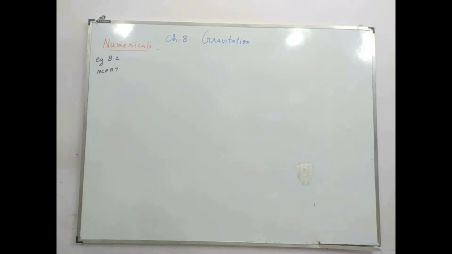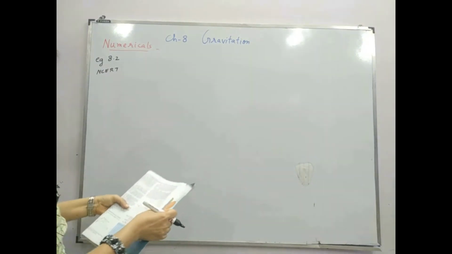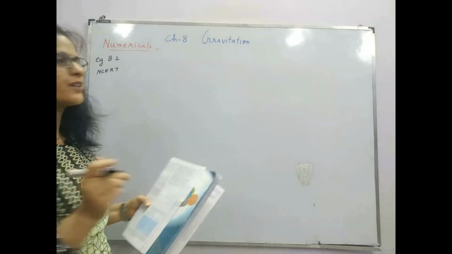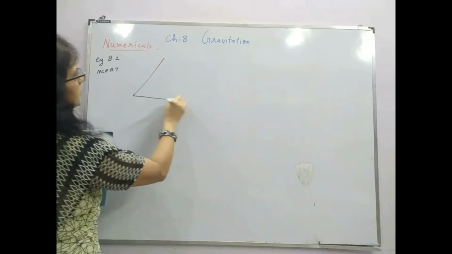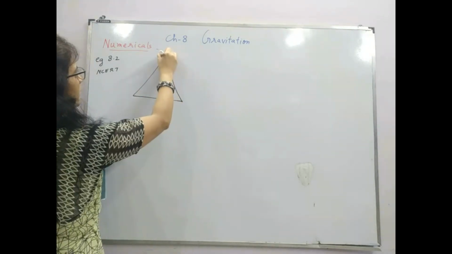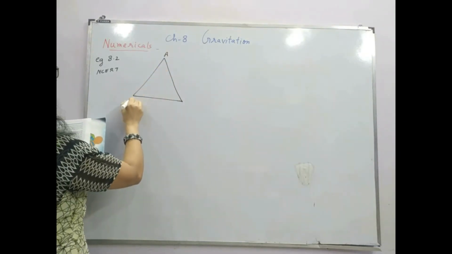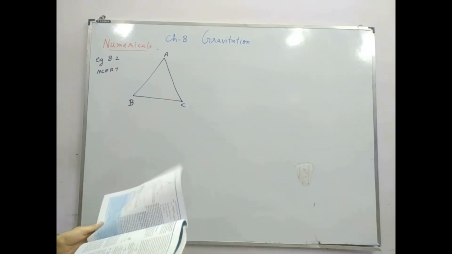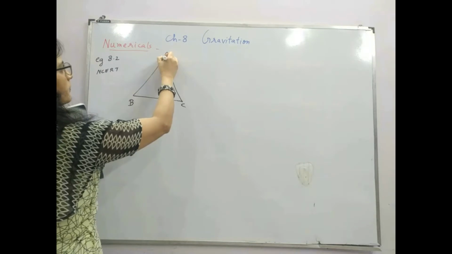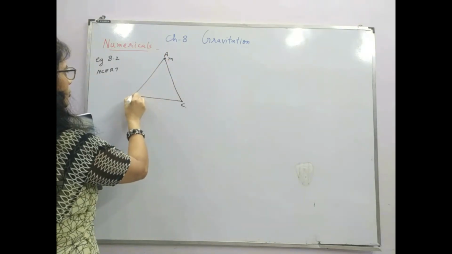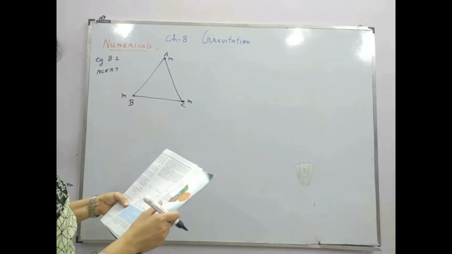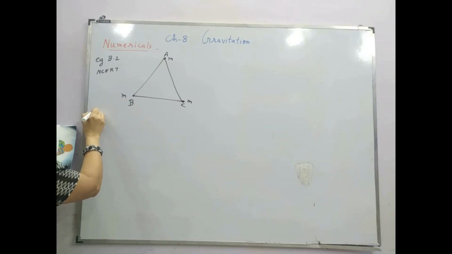So what does this question say? It says that three equal masses of m kg each are fixed at the vertices of an equilateral triangle ABC. So this is an equilateral triangle A, B, C. What is the force acting on mass 2m which is placed at the centroid of the triangle, when masses m are kept at each of these vertices?